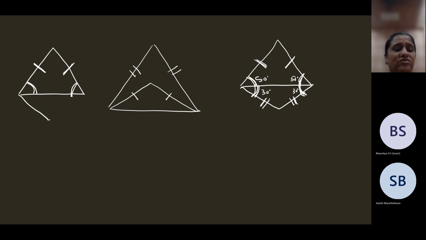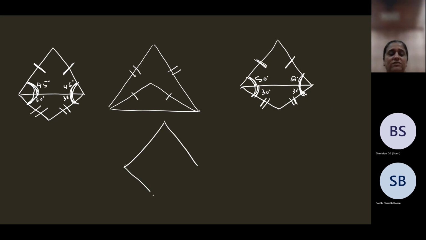Similarly, there's an isosceles triangle below here with these two sides equal. Now, when these two sides are equal, this angle will be equal to this angle. So if these two angles are equal, say 45 degrees, this also will be 45. Now, these two angles are equal, say 30 degrees, this also will be 30. Then what's this full angle? 75. So in a kite, one pair of opposite angles is equal. This is a kite. This angle will be equal to this angle.